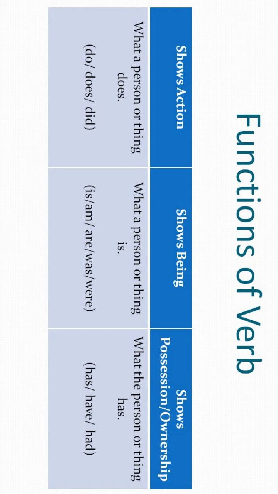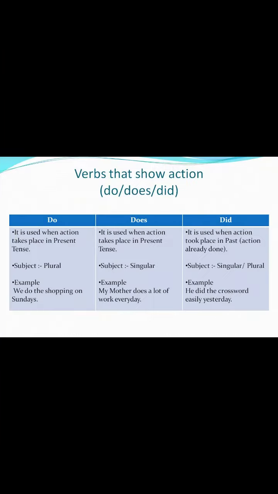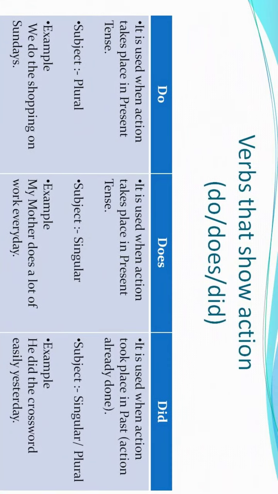We use the verb do, does or did to show the action. We use the verbs is, am, are or was, were to show being. We use has, have or had to show possession or ownership. These are the topics we studied yesterday, in the previous session.